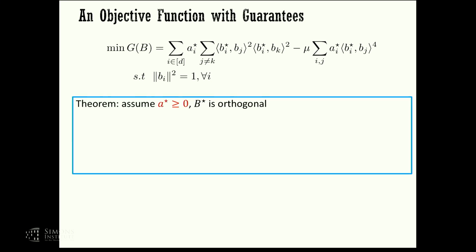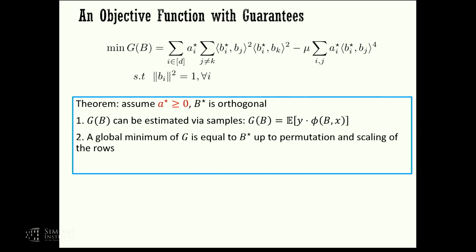So maybe before parsing this in more detail, let me just tell you the theorem. We assume that ai star is larger than 0. This is a crucial assumption for the theorem to work. And the b star is orthogonal, but this is not crucial; we can relax that assumption. So we have several things about this function. G of B, as we discussed, can be estimated by samples. That's what we discussed in the previous slide. So you can design some function that only depends on the variable and the data, so that the inner product of that function with y is G of B. And also a global minimum of G is equal to b star up to permutation and scaling of the rows.